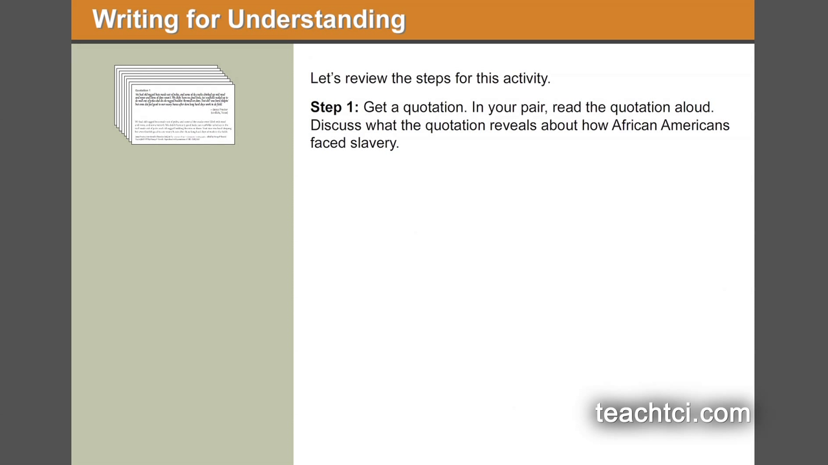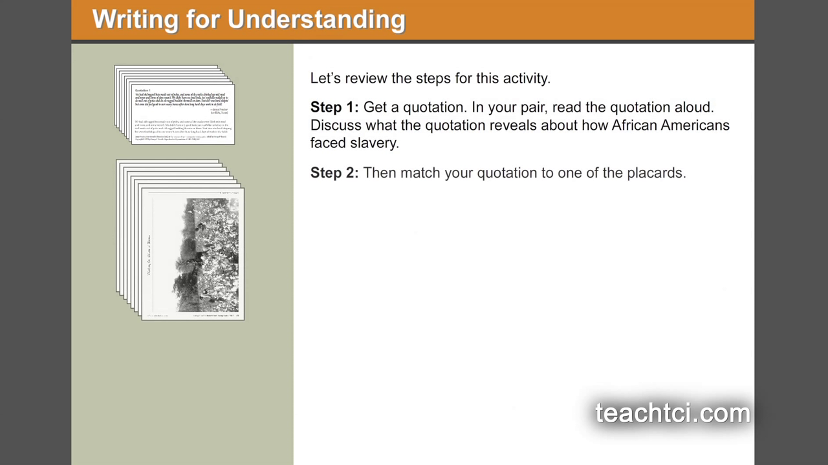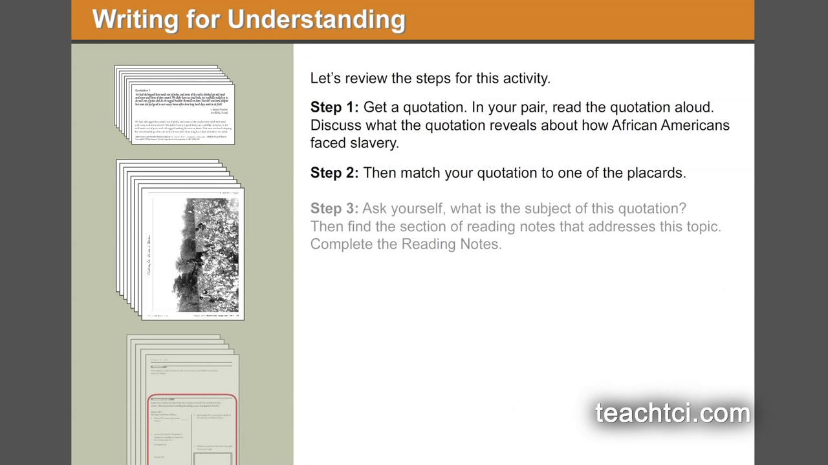Step 1. Get a quotation. In your pair, read the quotation aloud. Discuss what the quotation reveals about how African Americans faced slavery. Step 2. Then match your quotation to one of the placards. Ask yourself, what is the subject of this quotation? Then find the section of reading notes that addresses this topic.